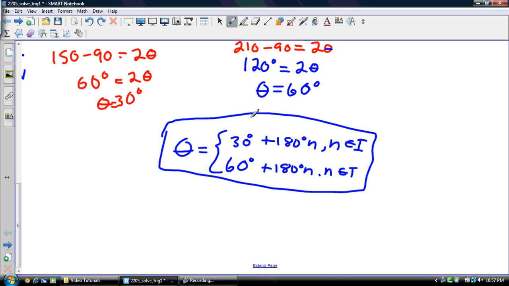Okay? And if it asks us for the solutions between 0 and 360, we'd have to keep adding 180 onto this till we bust 360. So we might have another solution there. And we do the same for this one. We'd add it on until we bust, and then that would be our solutions.